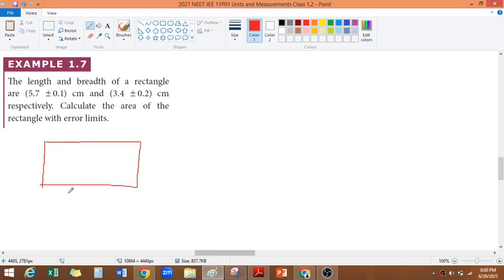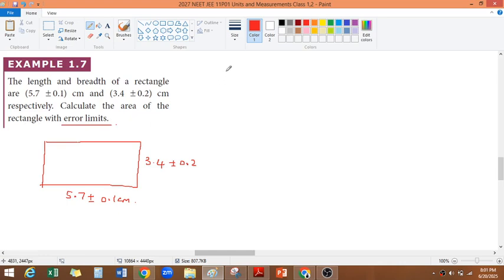So they are saying this is 5.7, but not exactly 5.7. It can be plus or minus 0.1 centimeter. And this is 3.4 plus or minus 0.2, which means your area will also have a plus or minus. So there will be a smallest area and there will be a largest area. So they are asking you to calculate the area of the rectangle with the error limits.